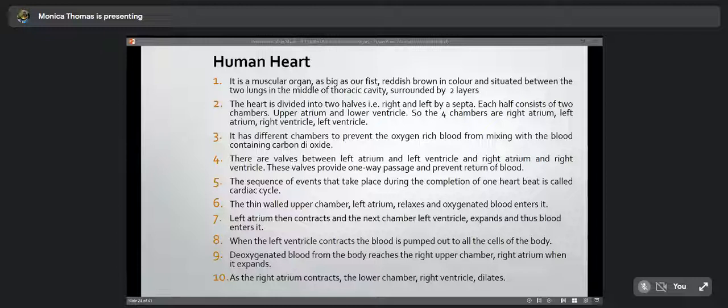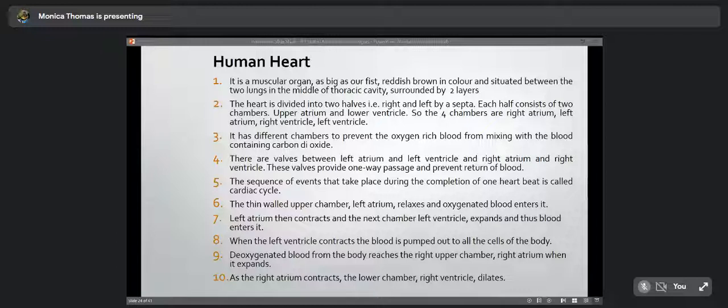Okay. Now, point number four. What is point number four? There are valves between the left atrium and left ventricle, and between the right atrium and right ventricle, meaning on the right side, top chamber and bottom chamber, in between is a valve. On the left side, top chamber and bottom chamber, in between again is a valve. So what are these valves doing? They prevent the backward flow of blood. So it enables only one-way passage, no return of blood. That's the use of valves. Okay, visualize a valve on both sides.